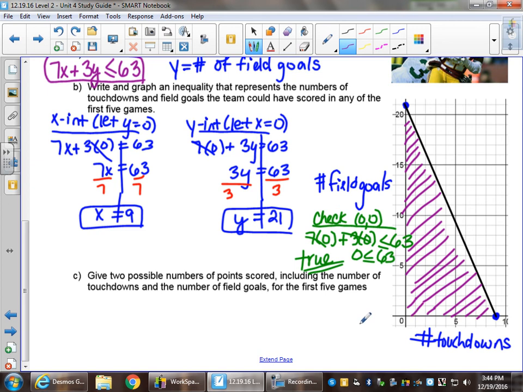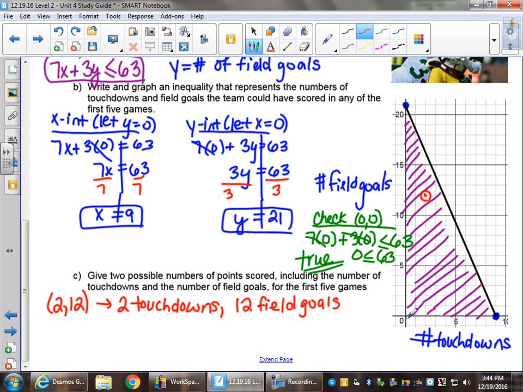C says, give 2 possible numbers of points scored, including the number of touchdowns and field goals for the first 5 games. So you could choose any ordered pair you want anywhere in here. For example, maybe this one. This is clearly on the inside. That's 2 touchdowns, so 2, 10, 11, 12. That's 2 touchdowns and 12 field goals. That would be an insane number of field goals in one game, but hey, mathematically possible. You can say, that's really not as reasonable. I think something more like 5, 6, 7.